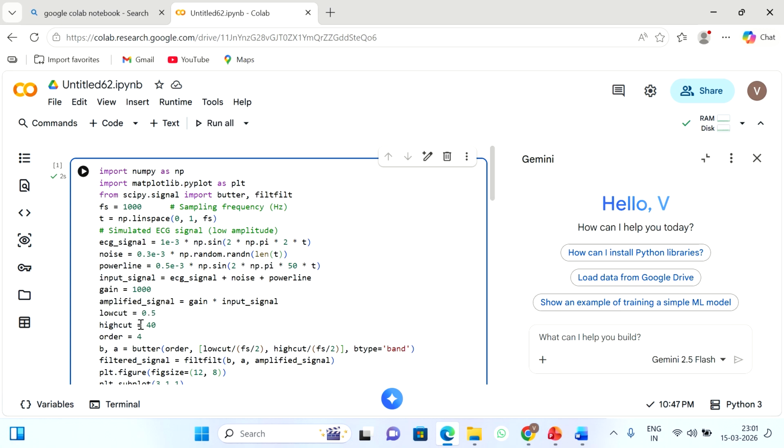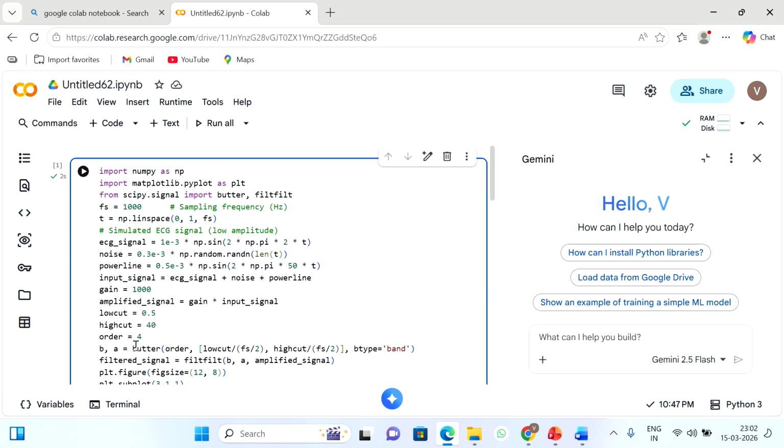And then high cut is equal to 40. So this sets the upper cutoff frequency to 40 Hertz. Frequencies above 40 Hertz will be removed. This helps remove high frequency noise. And then order is equal to 4. This sets the filter order to 4. The higher order filter gives sharper filtering but may be more complex, that is, the computation will become complex.